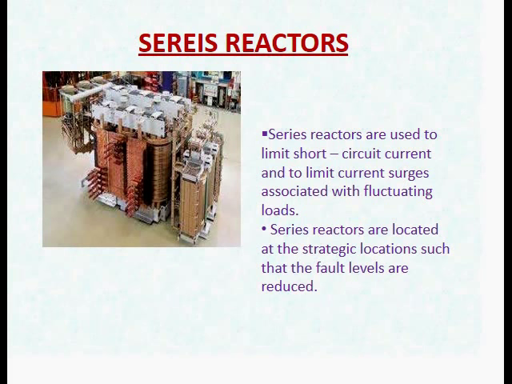Series reactors are used to limit short circuit current and limit current surges associated with fluctuating loads. Series reactors are located at strategic locations such that fault levels are reduced. So where the fault level can be reduced, there series reactors are used.